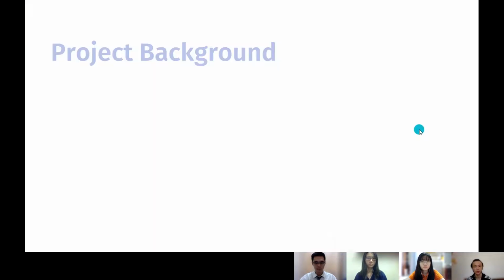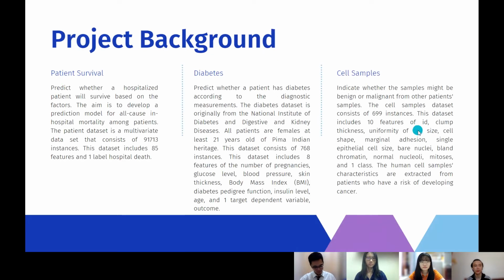Next. So the project background, the 3 datasets. The first one, patient survival, is to predict whether a hospitalized patient will survive based on the factors. The aim is to develop a prediction model for all cause in-hospital mortality among patients. The patient dataset is a multivariate dataset that contains 91,713 instances, and the data include 85 features and one label, hospital death.